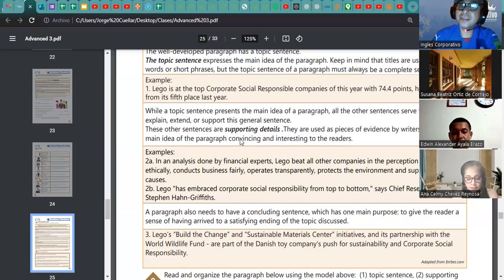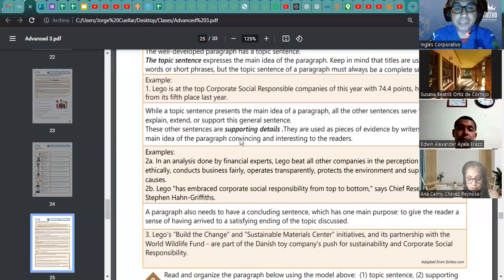And then it says, while a topic sentence presents the main idea of a paragraph, all the other sentences, meaning all the other parts of the paragraph or the paragraphs, serve the purpose to explain, extend, or support this general sentence. So you have the topic sentence, and the rest is going to be a support of the main idea, of the principal one, of the topic sentence. Okay? These other sentences are supporting details. They are used as pieces of evidence by writers to make the main idea of the paragraph convincing and also interesting to the readers. And we have two other paragraphs that support the first one.